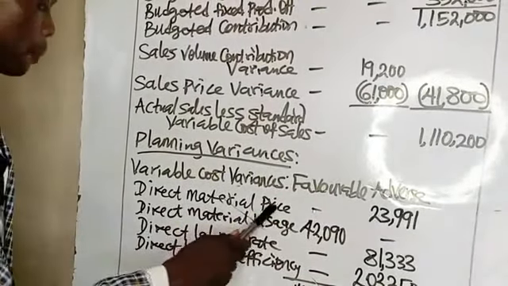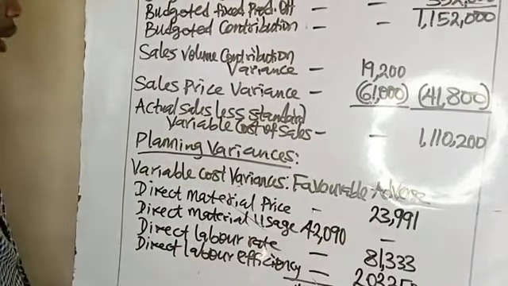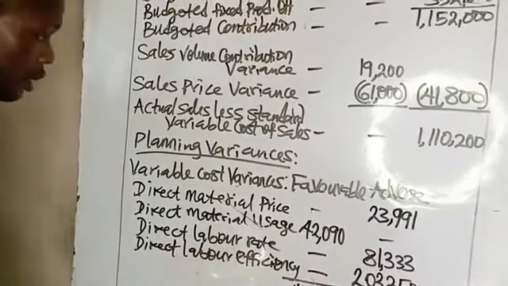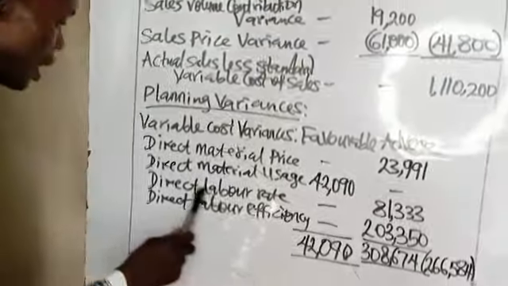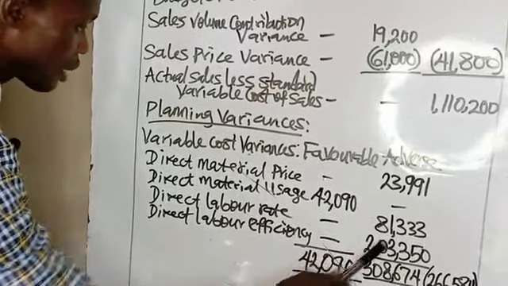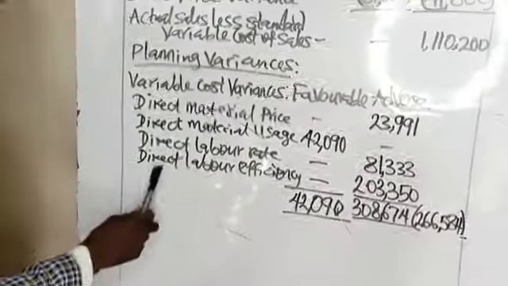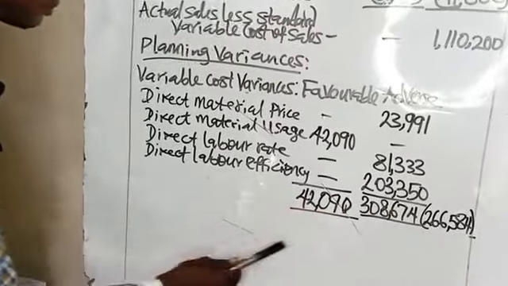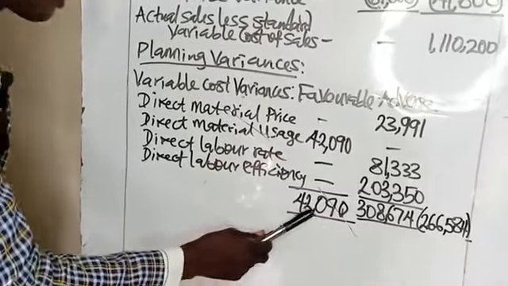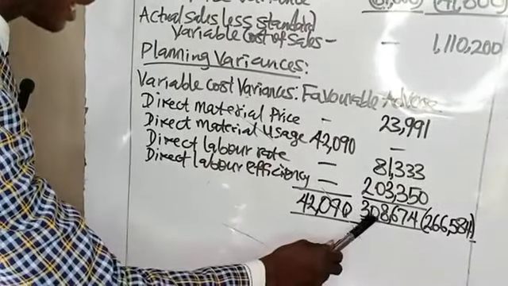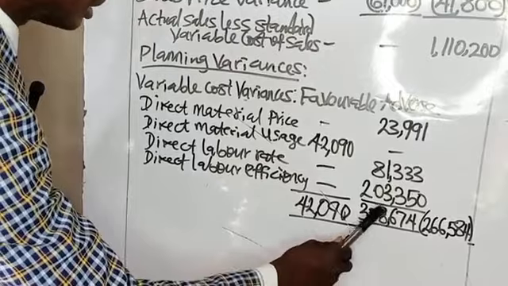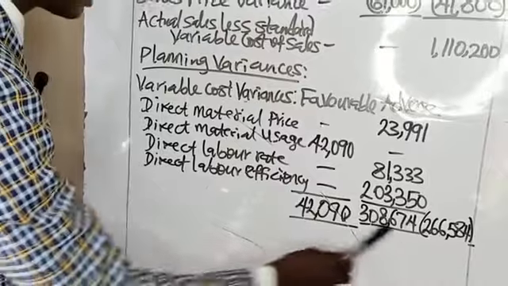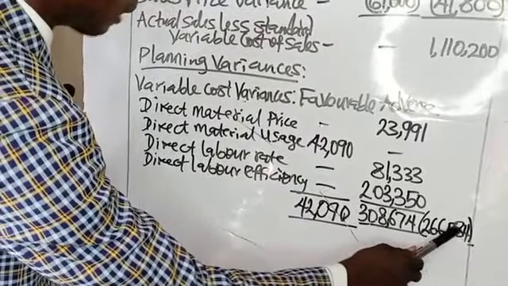We have planning variances, variable cost variances, which were classified into favorable and adverse variance. Direct material price, an adverse variance of 23,991. Direct material usage, a favorable variance of 42,090. Direct labor rate, an adverse variance of 81,333. Direct labor efficiency, an adverse variance of 203,350. The favorable variance totals 42,090, while the adverse variance totals 308,674. The net difference between favorable and adverse variance is 266,584.